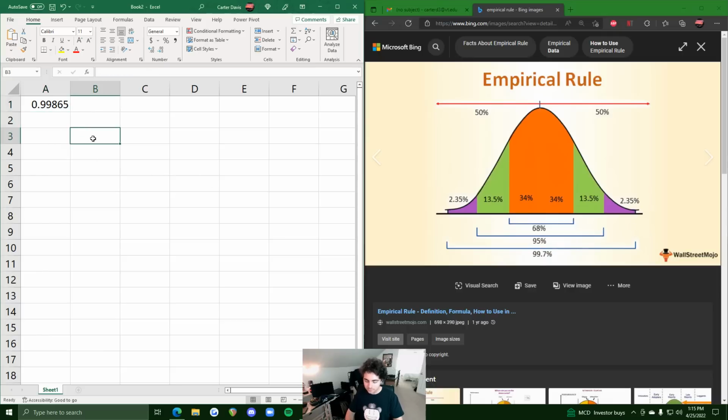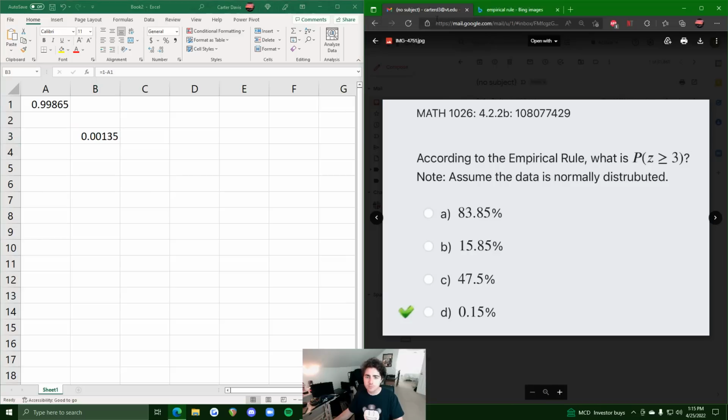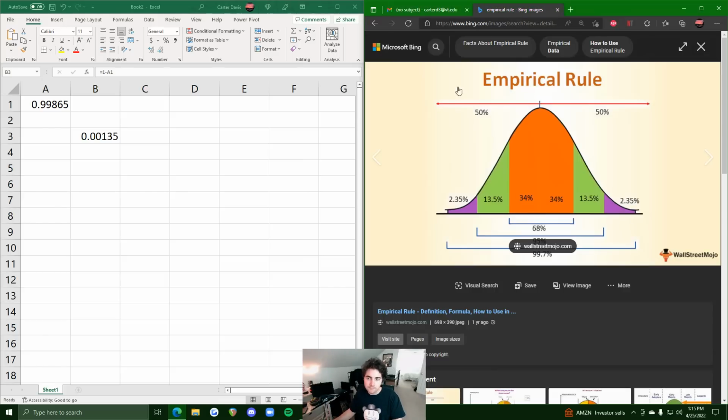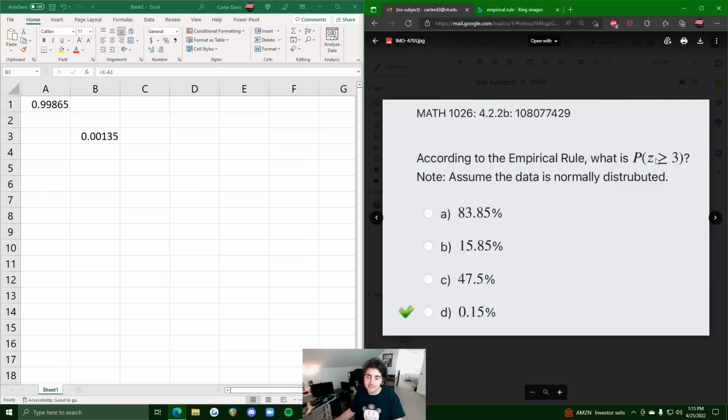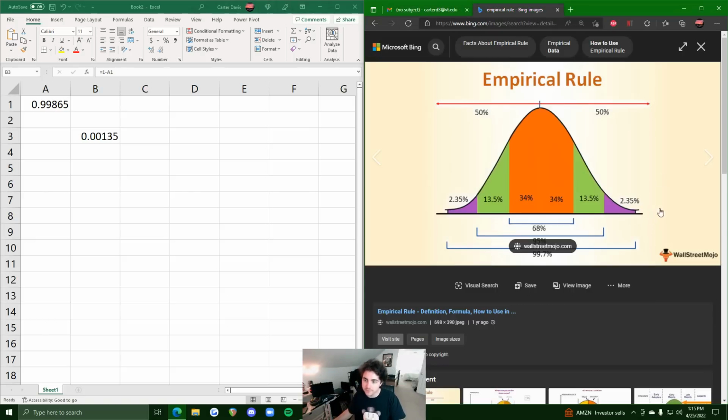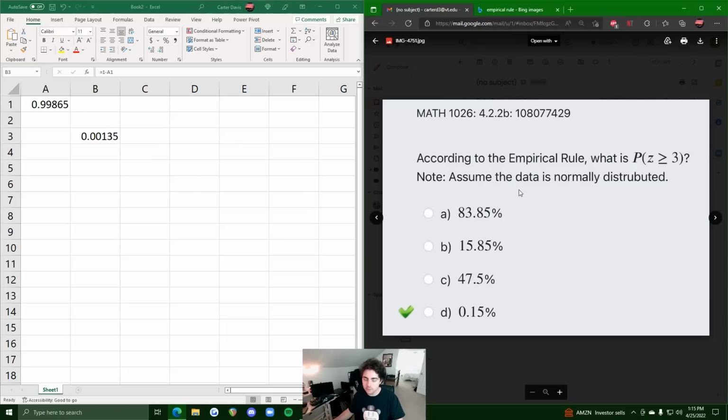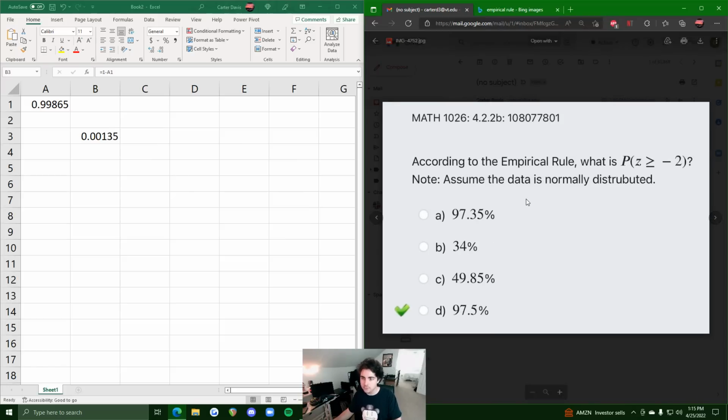So we want to do 1 minus this, and we get basically 1%, or no, I think it's just 0.1%. Yeah, it's 0.15%. And that's the percentage that is to the right. So that is the percentage where z is greater than 3. We're just getting this little sliver that is 0.15% or so. All right, let's keep it going with these. Let's see what else we have.